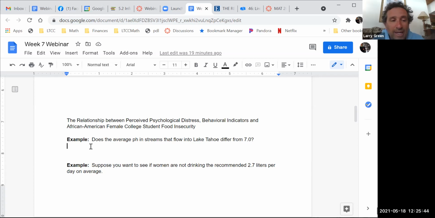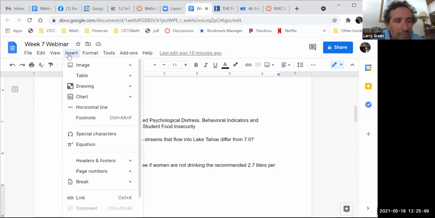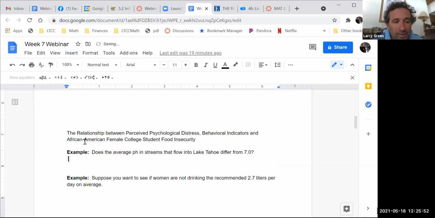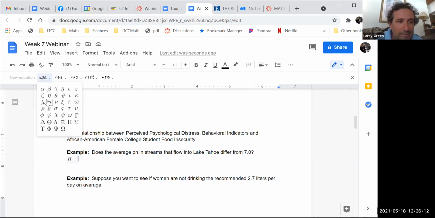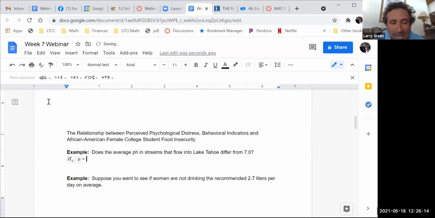Okay, so here's what I can do. I can write down my null and alternative hypotheses. So let's do that, because that's step one. Step one is H naught. And H naught is that the population mean pH is 7. And hopefully you all know the symbol for population mean is mu. And that is equal to 7. Any questions on stating what's called the null hypothesis?